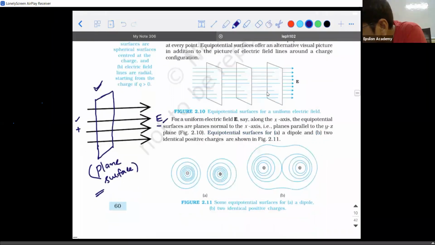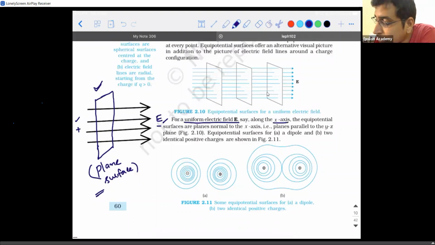So for a uniform electric field, say along the x-axis, the equipotential surfaces are planes normal to the x-axis. A plane which is normal to the x-axis will be in the YZ plane. Please make a note. This might be a 1 mark question. There is a uniform electric field directed along the positive x-axis. The equipotential surface will be confined to which plane?